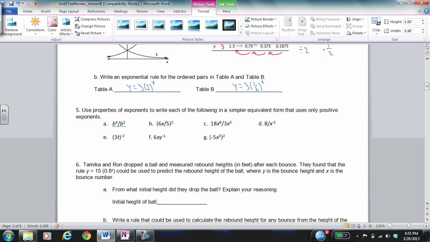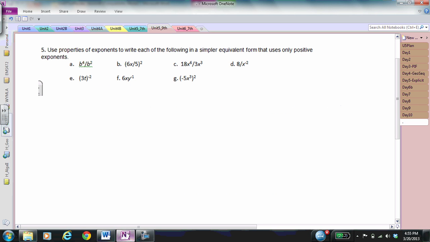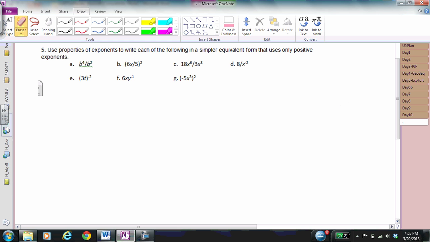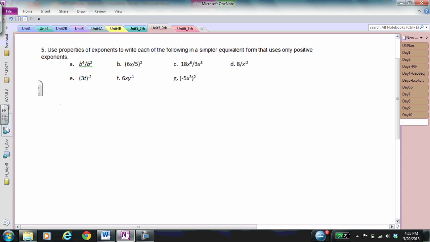All right, now for problem 5, it says use properties of exponents to write each of the following in a simpler equivalent form that uses only positive exponents. Now we're going to do that, but I want to do it by first pulling up a separate window. So let's look right here at this first question, question A. We've got b to the 4th divided by b to the 2nd. So remember, when we divide exponential expressions with the same base, we subtract the exponents. So that's b to the 4 minus 2, which is b squared.